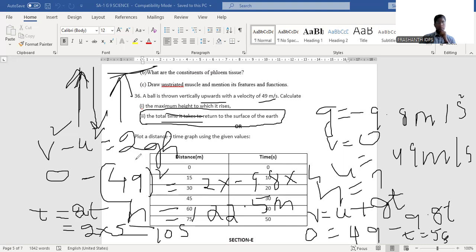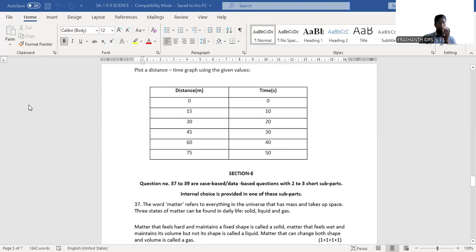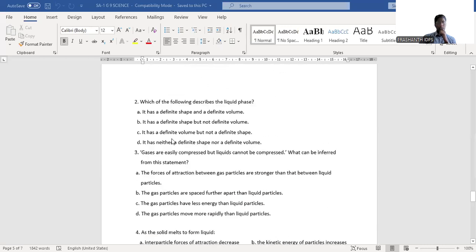Next one is the graph. You need to draw the graph. Very simple one. Take the x-axis and y-axis. On the x-axis take time and on the y-axis distance in meters, and plot the values here. Then you join all the dots and you'll get the slope for this table. Okay, that is about the graph.